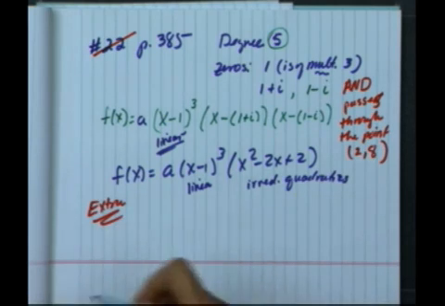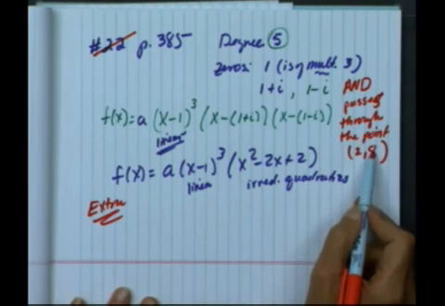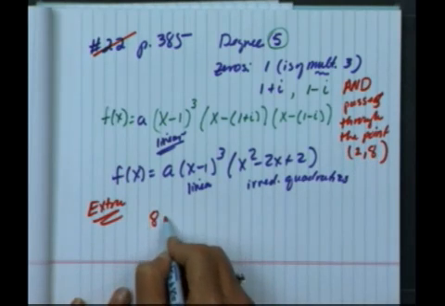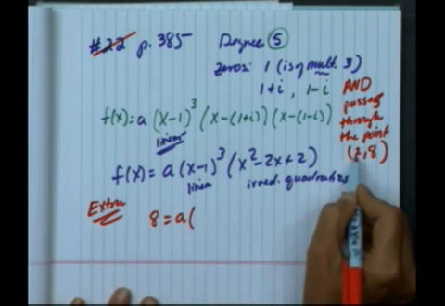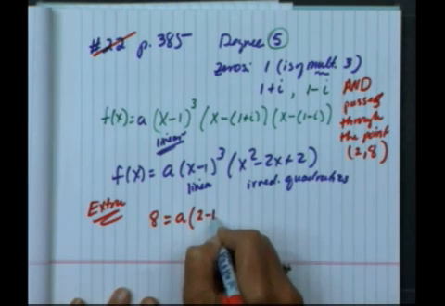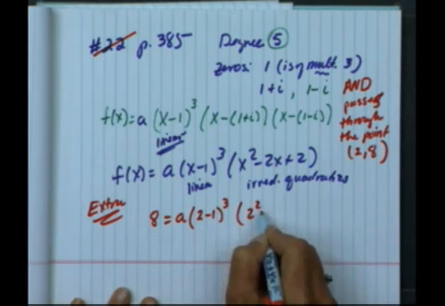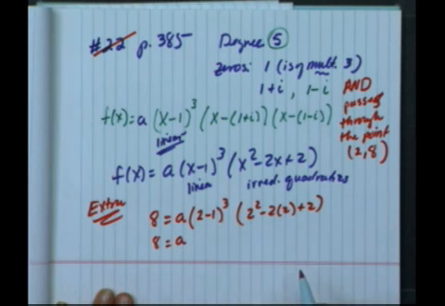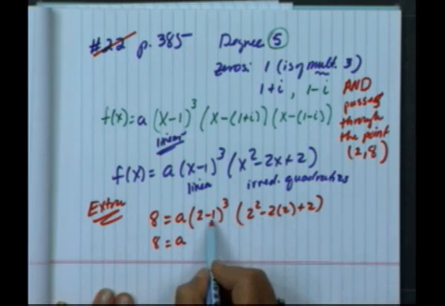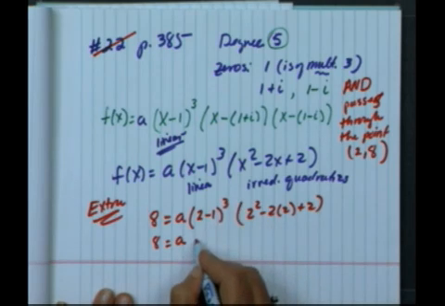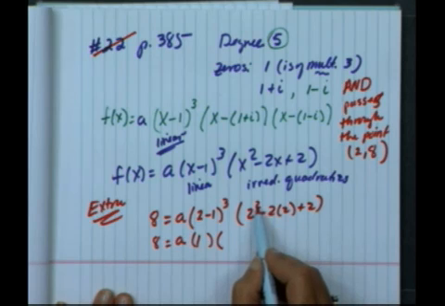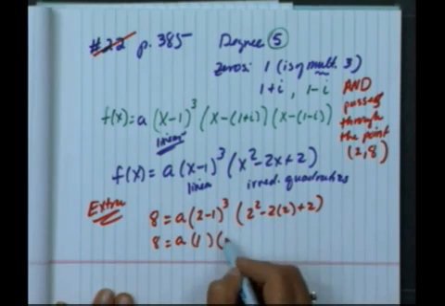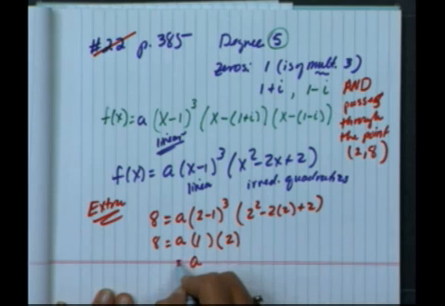All right, now because I just made this up on the spot, I hope it works. We'll see. All right, the y value is 8. We're solving for A. X is 2. So we got 2 minus 1 cubed times 2 squared minus 2 times 2 plus 2. So 8 is equal to A times. Did I do that right? Yeah. 2 minus 1 is 1. 1 cubed is 1. 2 squared is 4. Oh, I picked good numbers. 4, take away 4 is 0, plus 2. So A then is going to be equal to 4.